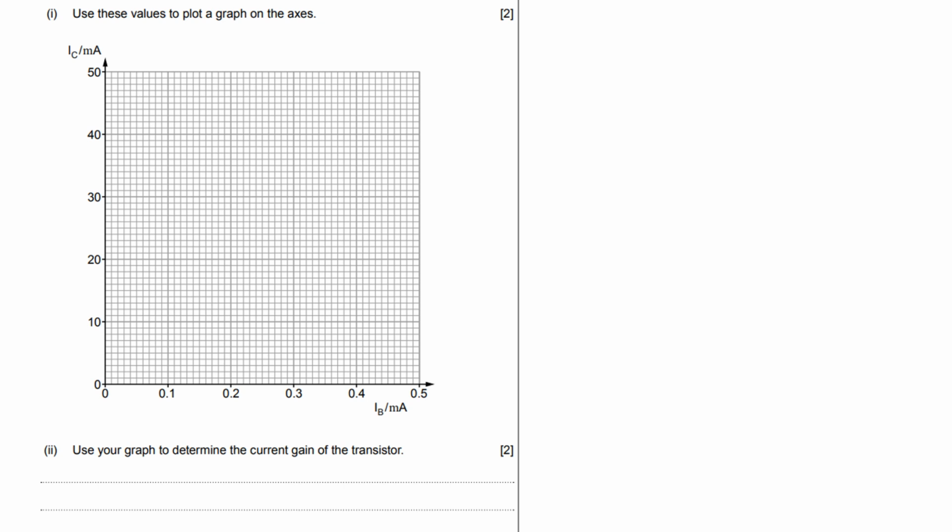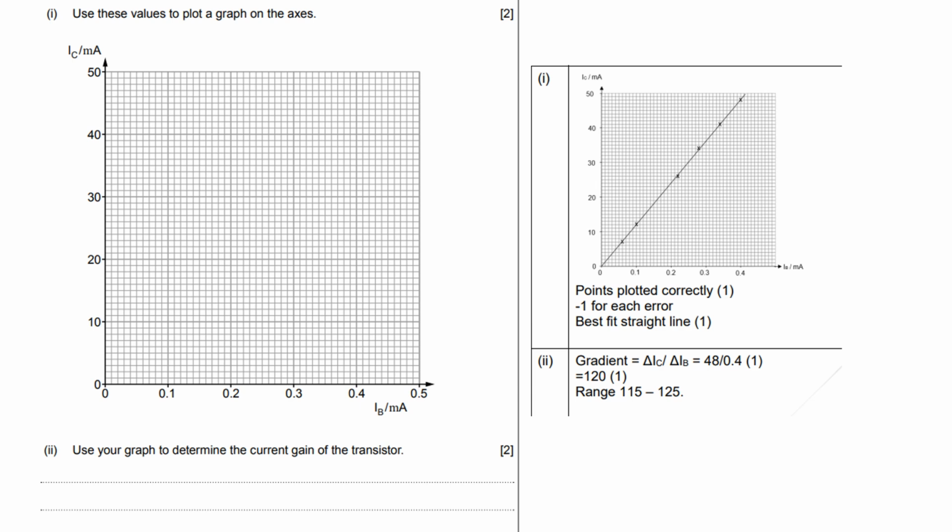Okay, so this is where we plot the graph and then we can determine the current gain. Plot the graph, gradient, and you should get a range of between 115 and 125, but hopefully it's straightforward. You all know how to plot graphs. You've been doing that since maybe year 5, year 6.